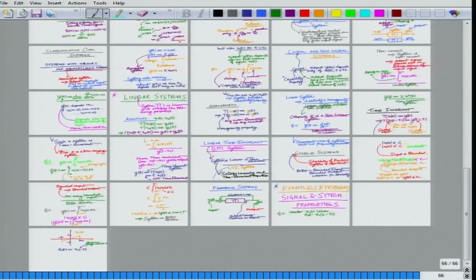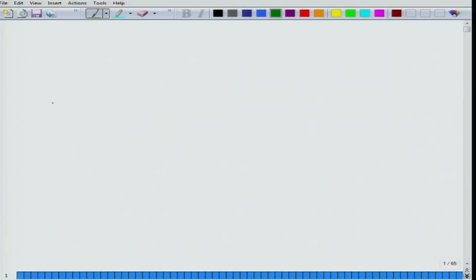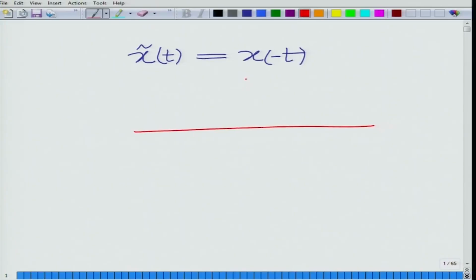So, which is basically if you look at this, okay, so we have to consider the mirror image of this signal, and therefore, let us now plot x tilde t equals x of minus t, which is a mirror image of this signal about 0, and that looks like this.